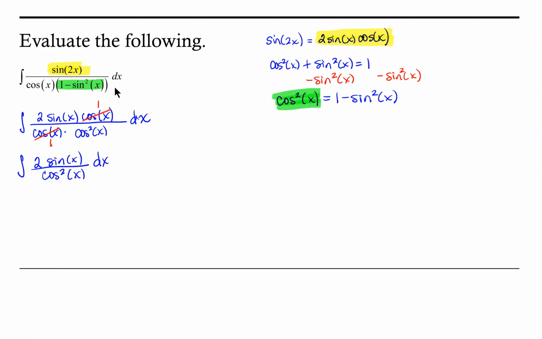Now you may be wondering at this point how this was helpful. So instead of thinking of cosine squared of x as something squared, let's think of it as cosine of x times cosine of x. Also, let's factor this coefficient of 2 out in front of the integral. So we'll have 2 times sine of x over cosine of x times cosine of x dx.